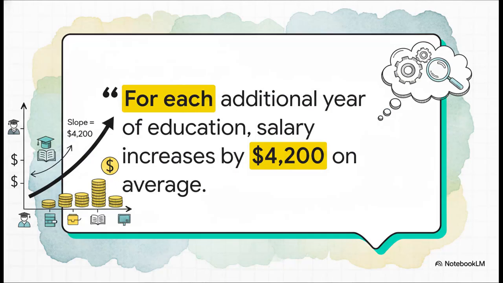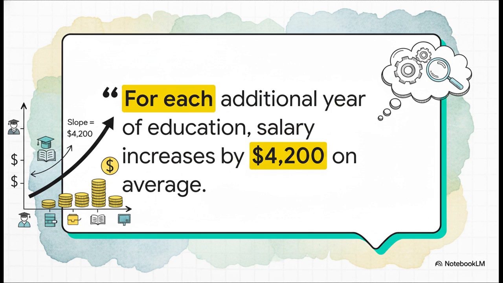Let's make this super concrete. Say we built a model to predict salary from years of education, and our slope came out to be 4,200. The interpretation is just this simple. For every one additional year of education someone gets, we predict their salary will go up by $4,200 on average. See? It's not just some random number.